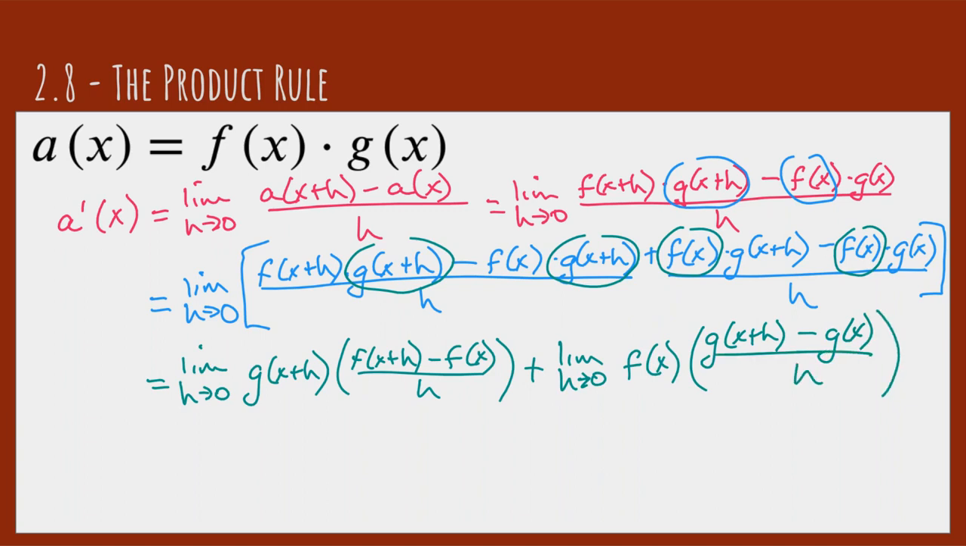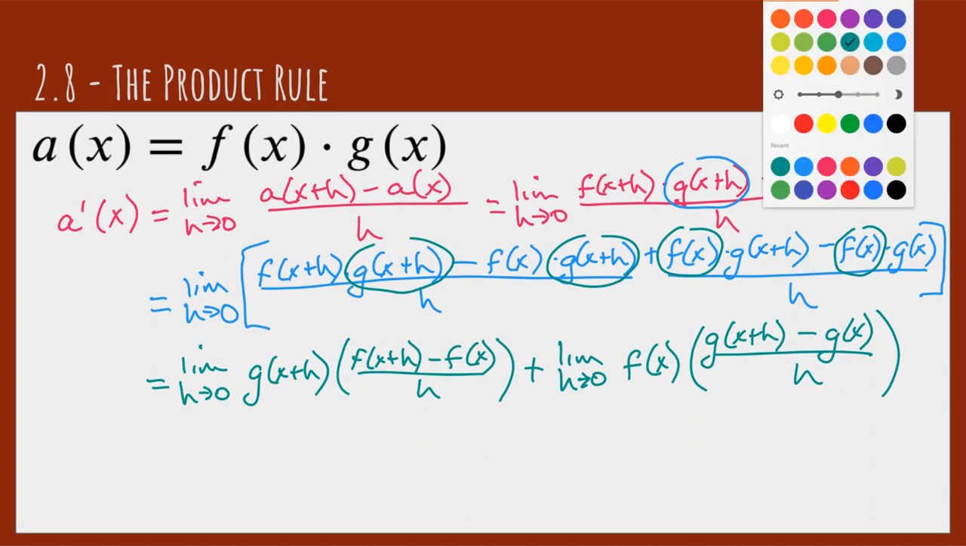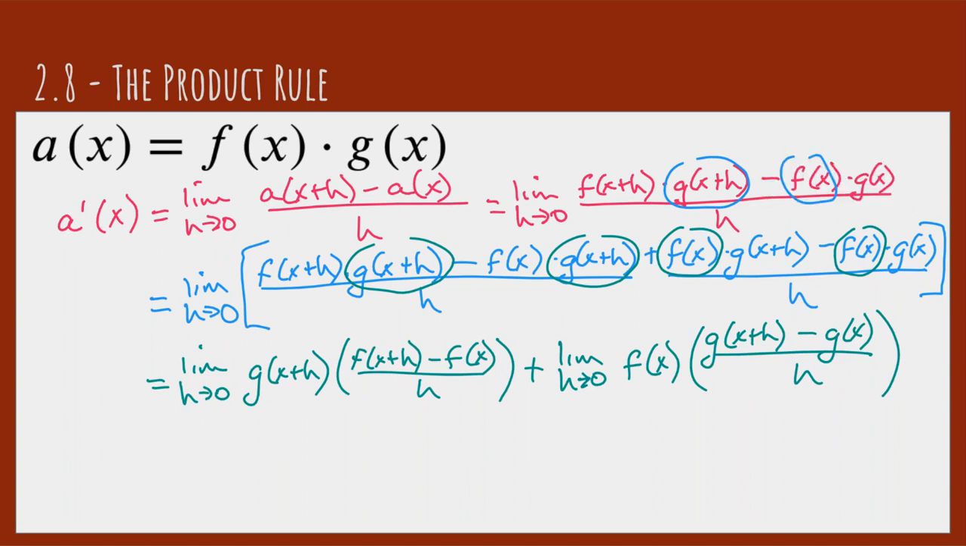And hopefully you are noticing something that should look a little bit familiar. So in the first one here, we have the g of x plus h. So as h is approaching 0, when h gets really small, this g of x plus h is just approaching g of x. So we're going to have g of x there. And then the limit as h approaches 0 of this, that's the limit definition of the derivative for f of x. So that's going to be f prime of x.